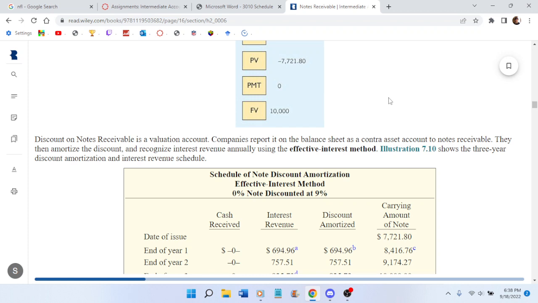Okay, discount. Company's report on the balance sheet has a contra asset account to notes receivable. It then amortizes the discount and recognizes interest revenue annually using the effective interest method. What?